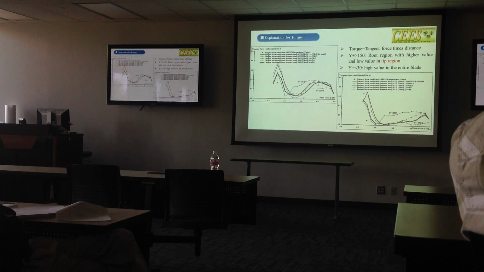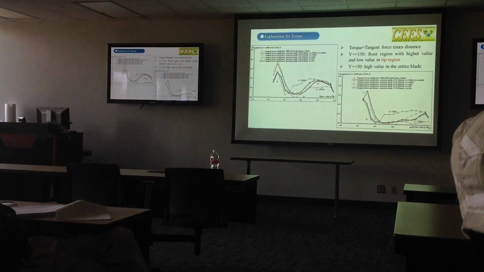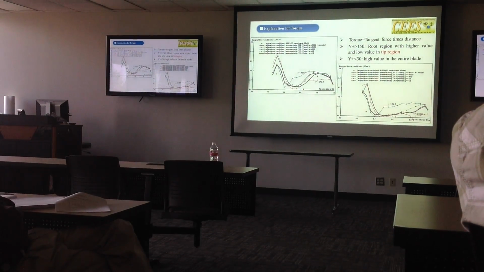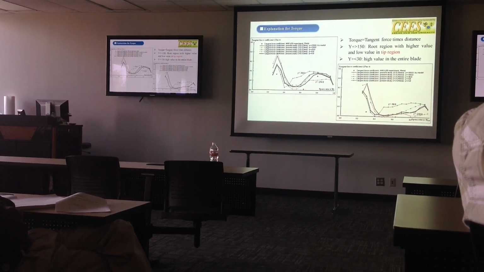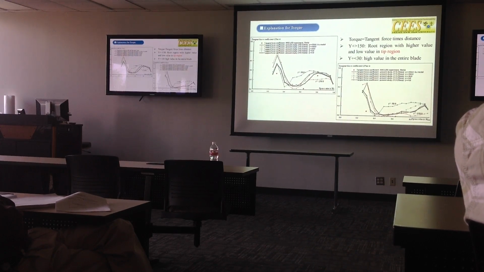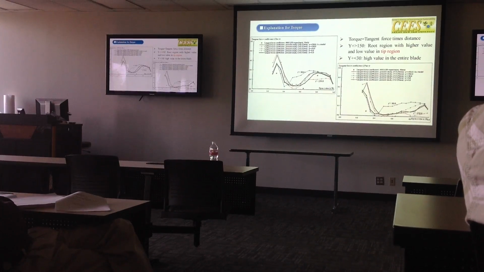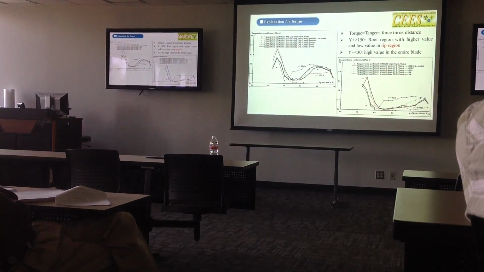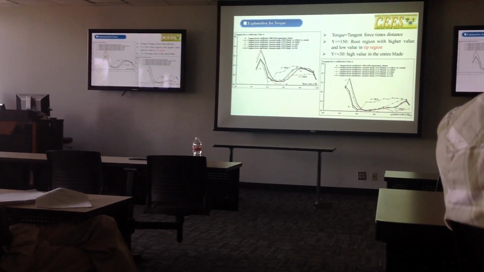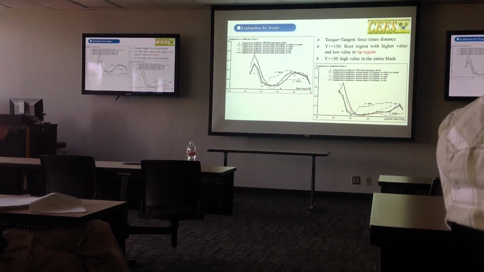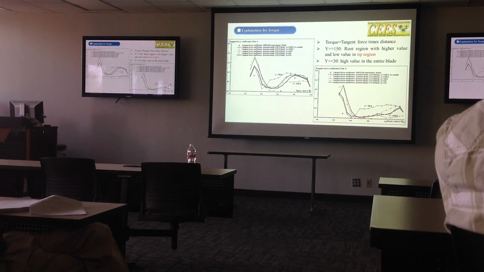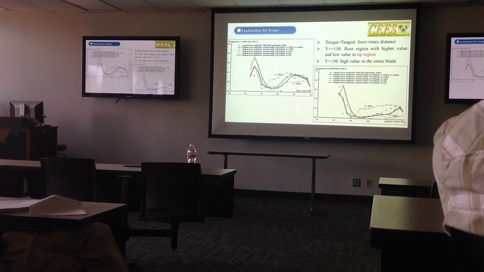The torque is equal to the tangent force times the distance, or the radius. In the Y plus less than 150 case, you can see this red line, in the half span region the value is higher than the experimental data. But in the tip region, the value is a little less than the experimental data. This also happened in these two cases. But for the Y plus less than 30 case, the value is always higher than the experimental data.